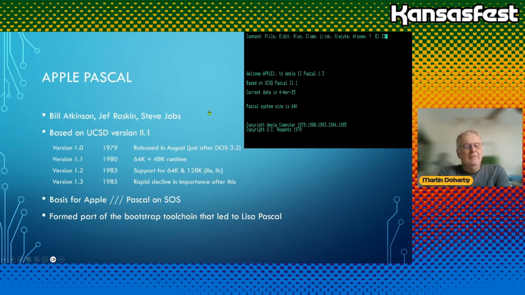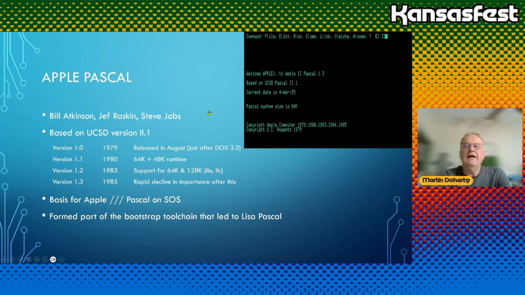So now we have Apple Pascal. It was really managed and led by Bill Atkinson, Jeff Raskin, with the blessing of Steve Jobs. There's the boot screen in the corner, so you can see it looks like a green screen mainframe type application, and those are its roots. The roots keep showing when you use the software. So it's based on the second version of UCSD. They basically forked it from 2.1, and then they started their own numbering scheme.